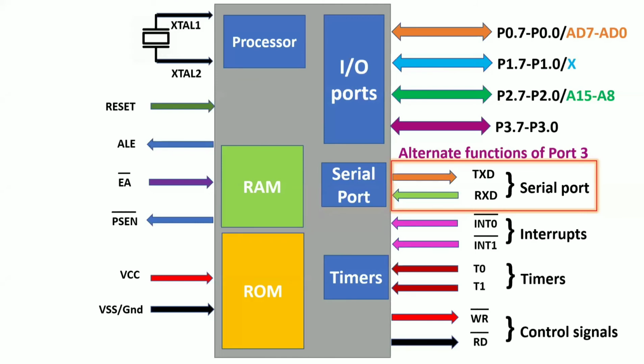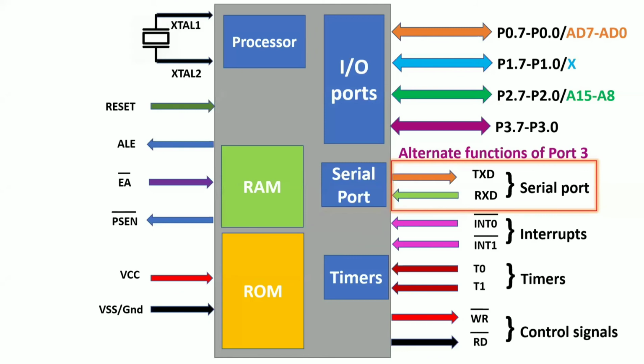Okay, 3.0 is TXD, 3.1 is RXD. What are these 2 pins? Suppose you want to interface serial communication devices, I am sure you know Bluetooth, Wi-Fi, Zigbee, GPS, GSM. These are all called serial communication devices.